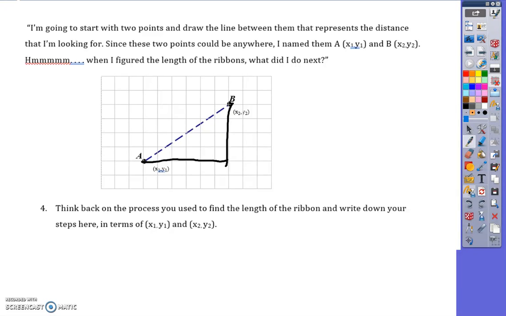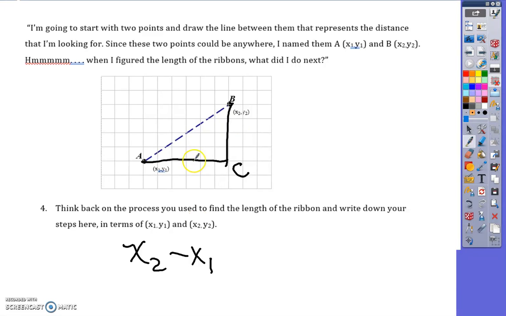The first thing I need to do is name this point, maybe C, and figure out how long that is in math, not nonsense, we want it to be reasonable, but in math. So how long is that? Well, it's the horizontal move from x1 to x2. So we're going to take the point on the right, which is x2, minus the point on the left, which is x1. And that will give us that length.